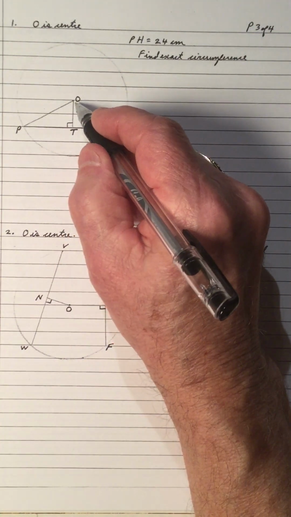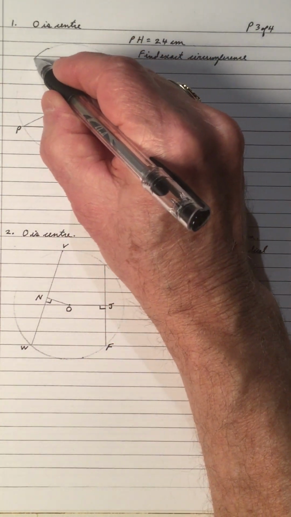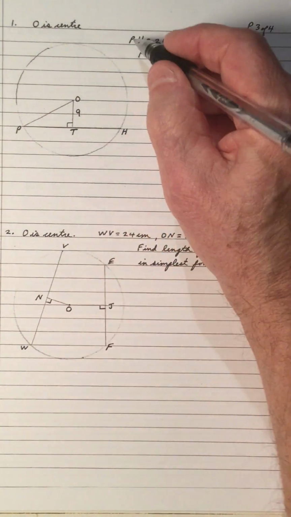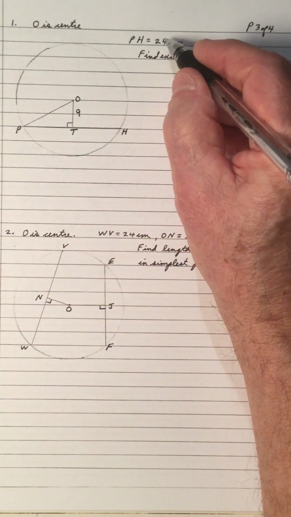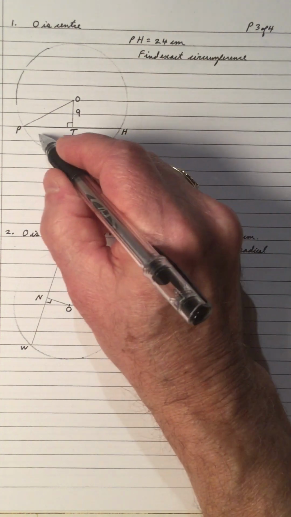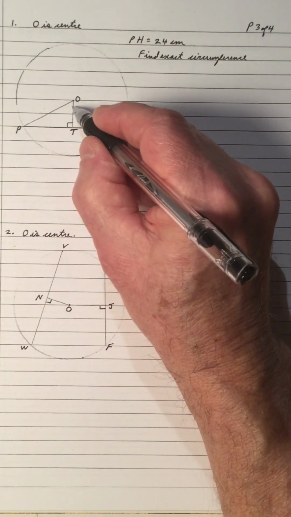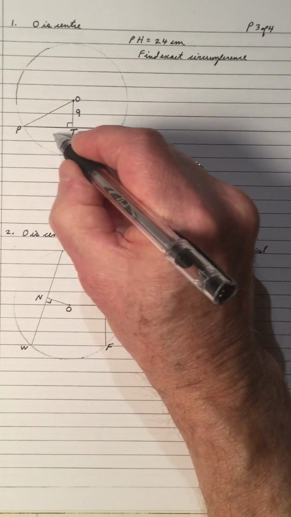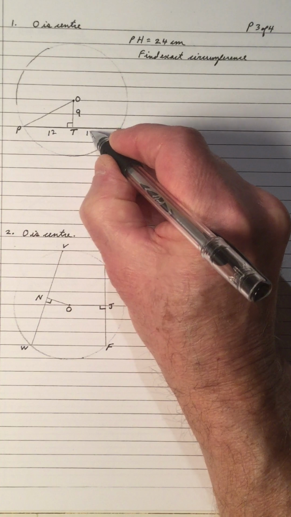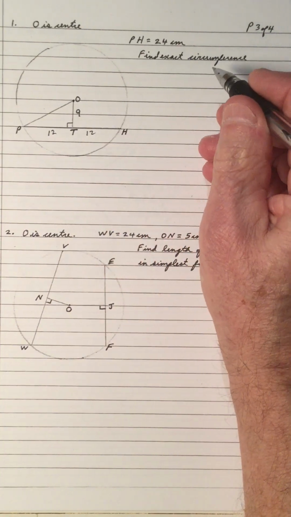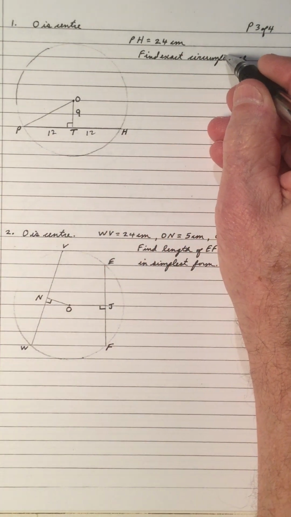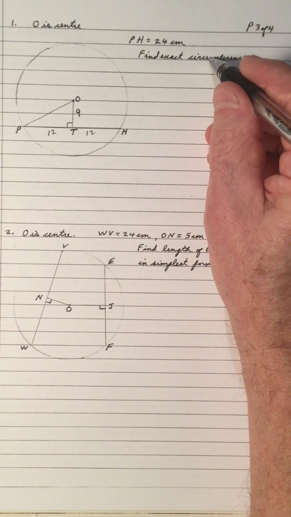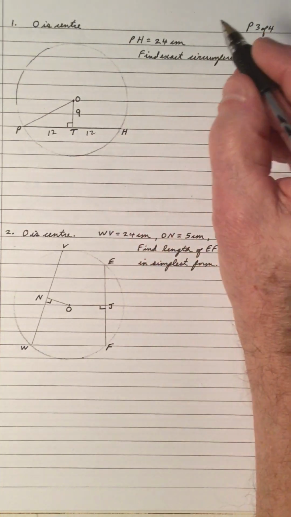O is the center of the circle, and these circles came out to be a little bit faded, but again you can see them. So we have PH is equal to 24 centimeters. Notice that OT is coming from the center perpendicular, so that makes this segment 12 and 12. And we want to find the exact perimeter, exact circumference. Perimeter is circumference, but in a circle we call the distance around the circumference.